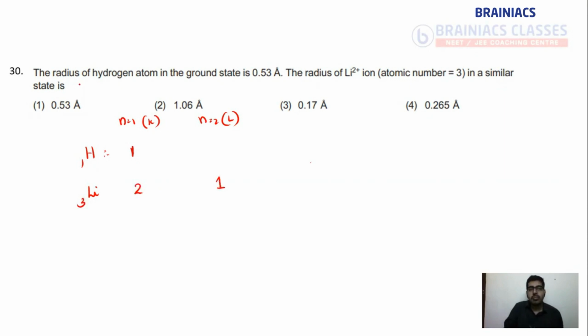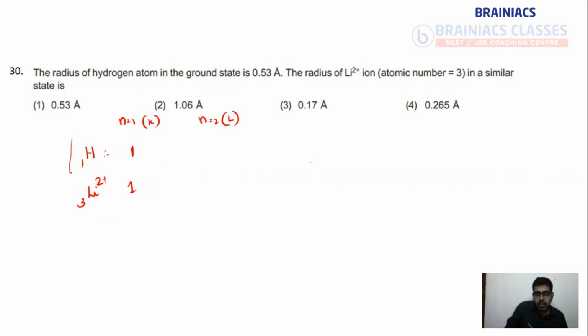Now, the radius of hydrogen atom in the ground state is 0.53 angstrom. The radius of lithium ion in a similar state, Li2+ ion. So Li2+ means we have to remove 2 electrons, one from n equal to 2 and one from n equal to 1. So now lithium ion has only 1 electron. So we have to calculate the radius of lithium ion in a similar state.